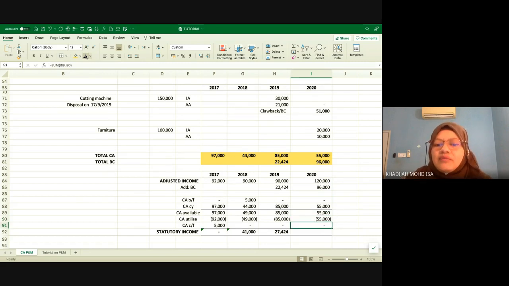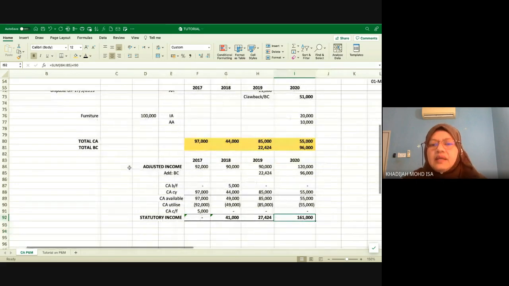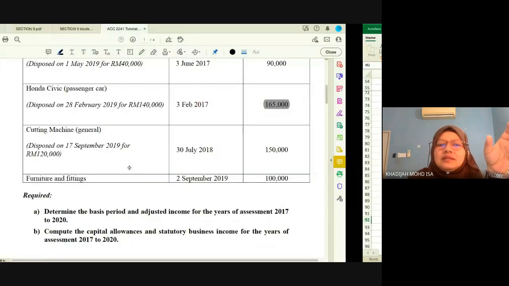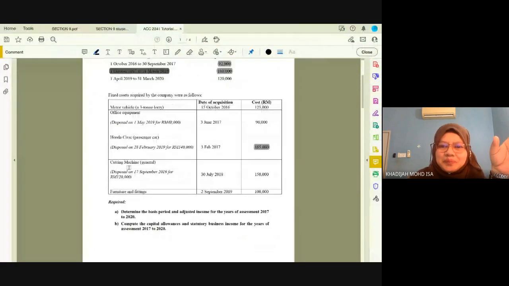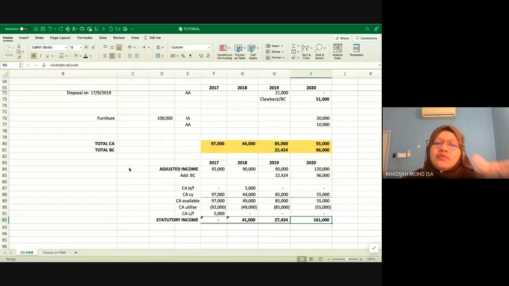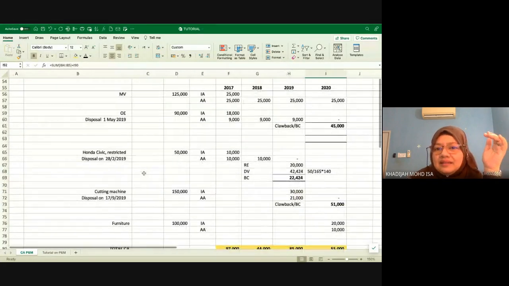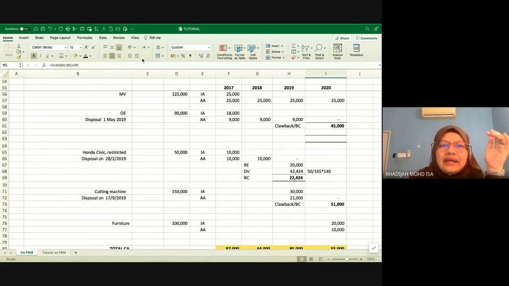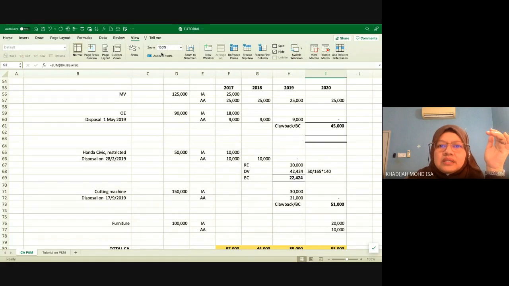There's nothing to be carried forward, but then your SI is 161,000. Okay, so you see that the question looks very simple. All right, you're given one page of question, but the working in order for you to come to the final figure is quite lengthy, isn't it? It's quite lengthy because I have a few more at the top there. So it's not that easy.